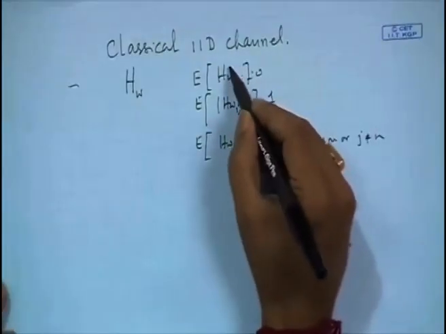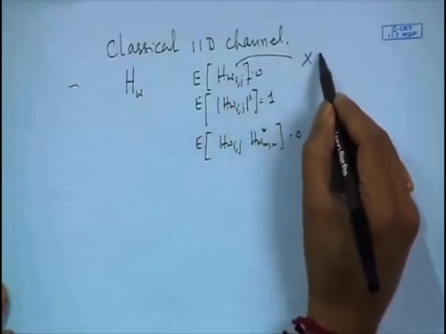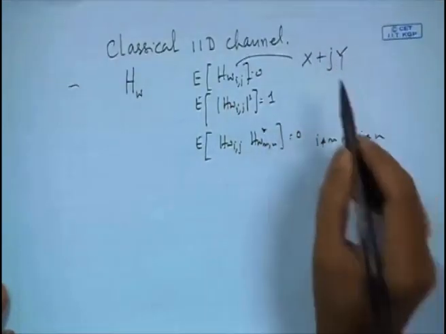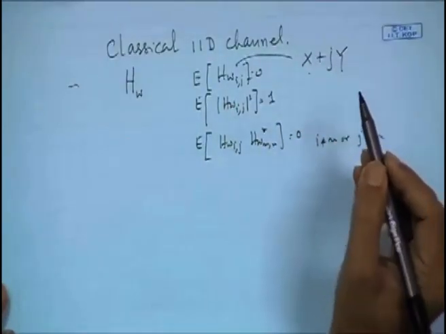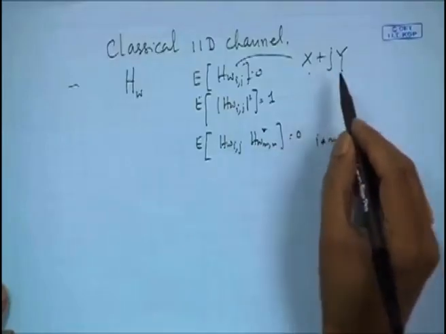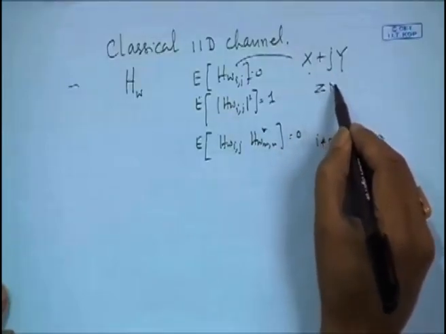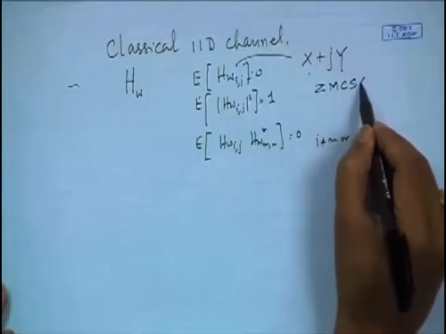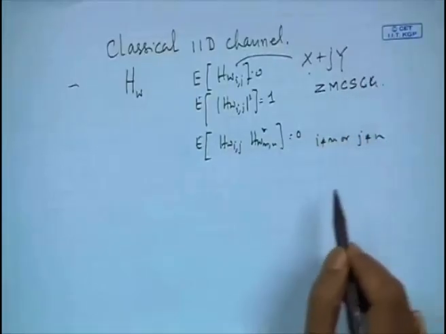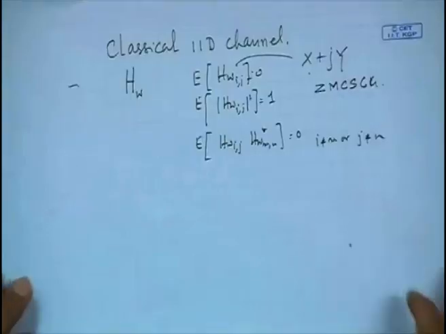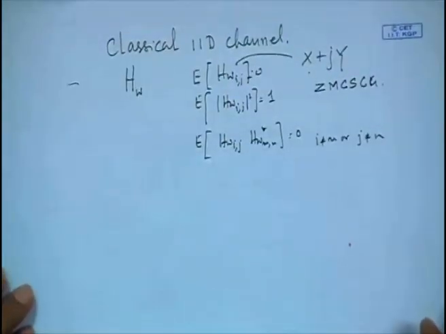We have also said that HW components are made up of x plus jy, where x and y are independent and of 0 mean and same variance. So we have characterized them as zero mean, circularly symmetric, complex Gaussian. This is the characterization that we have given, and we have also seen the spatial correlation.